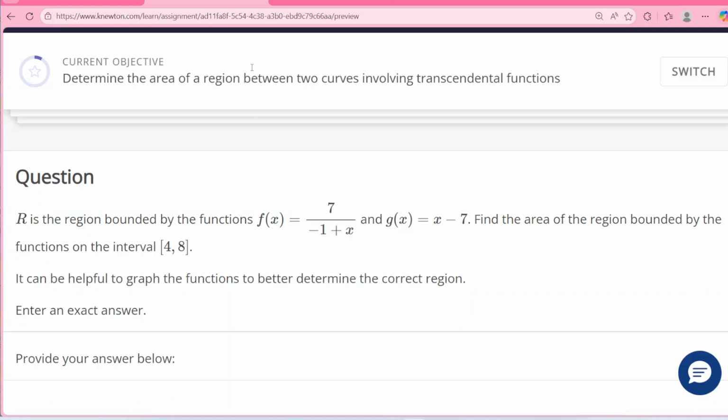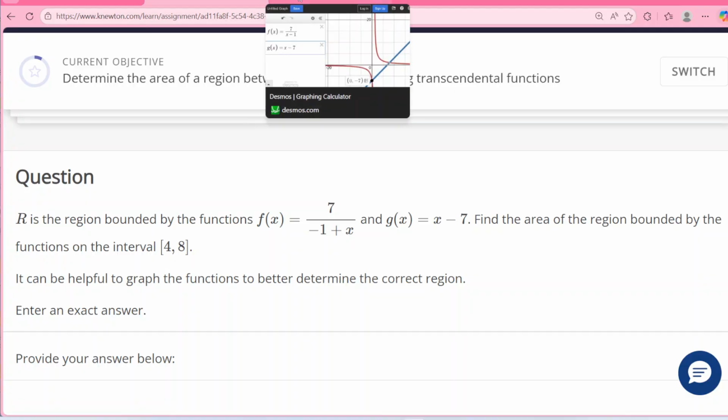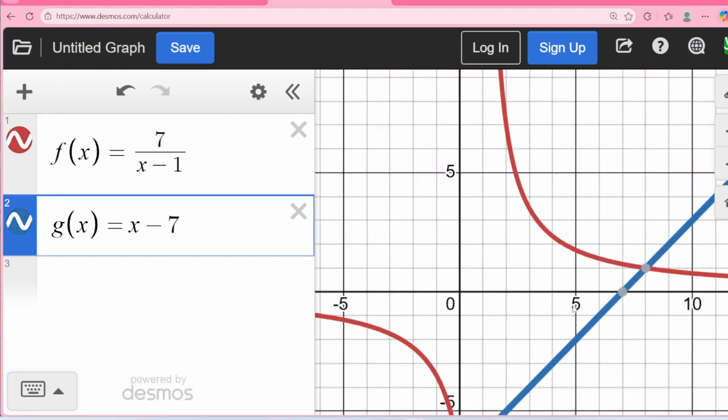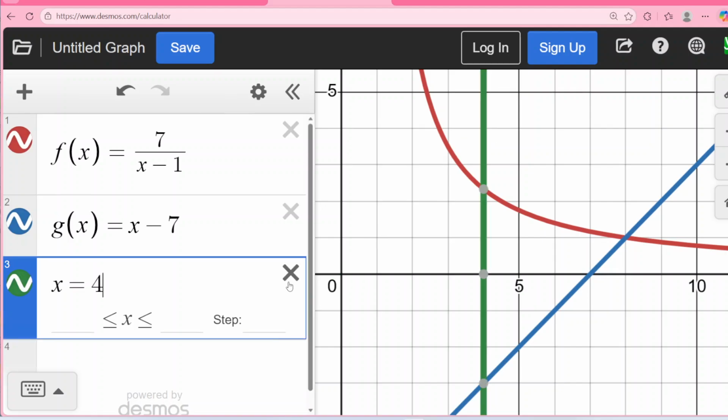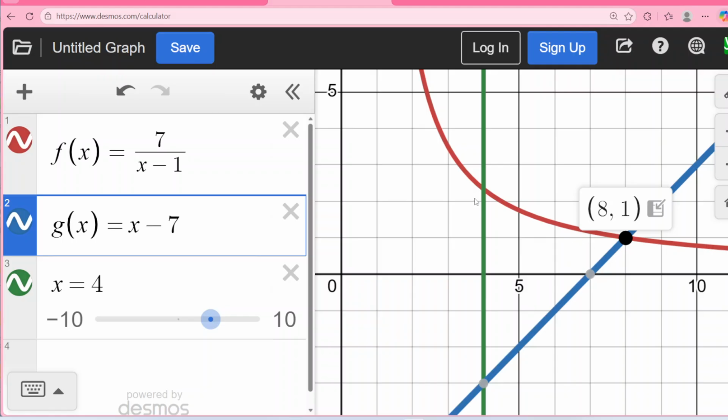Oh, not -4 to 8. I was like, just 4 to 8. Good. I was like, -4 doesn't make any sense. So yeah, from x equals 4, I'll put in x equals 4 here. You see a straight line. So you see this little, almost triangular shape. They meet at this point 8, 1.